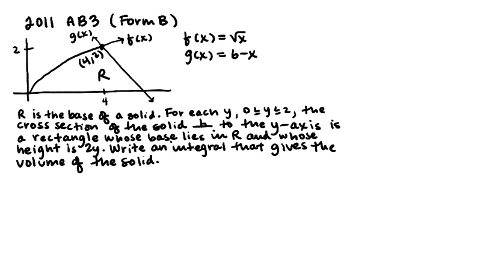For each y, where y is between 0 and 2, the cross-section of the solid taken perpendicular to the y-axis is a rectangle whose base lies in R and whose height is 2y. Write, but do not evaluate, an integral expression that gives the volume of the solid. Okay, we can do that. Perpendicular to the y-axis means I'm going to need to integrate with respect to y.